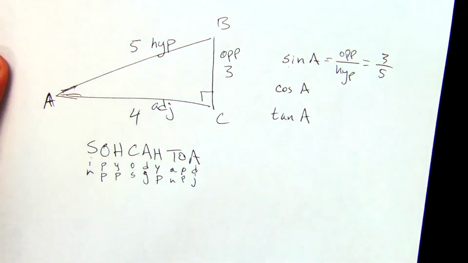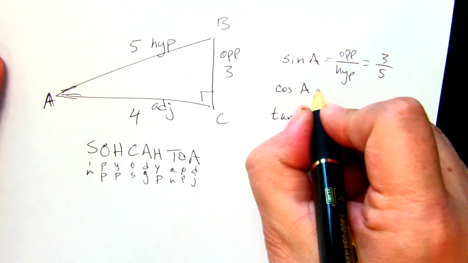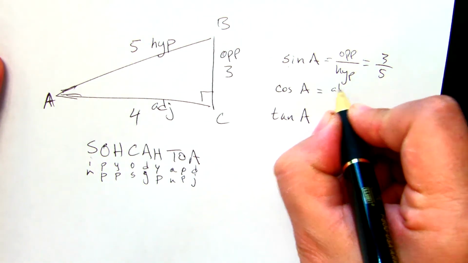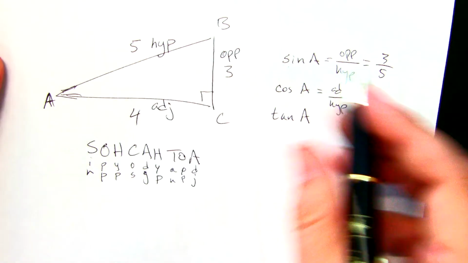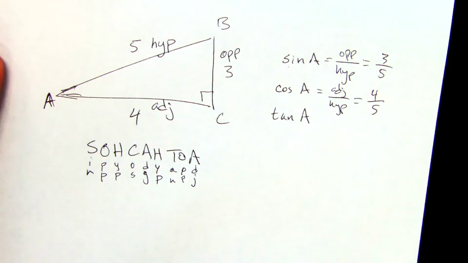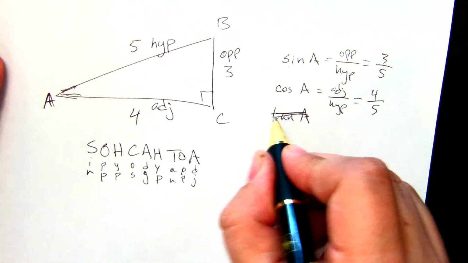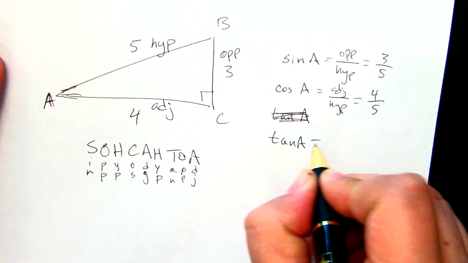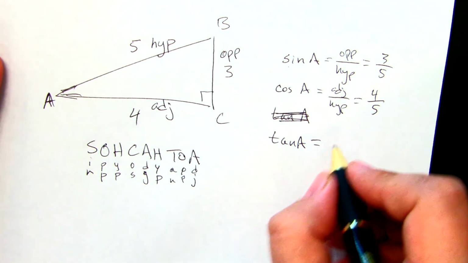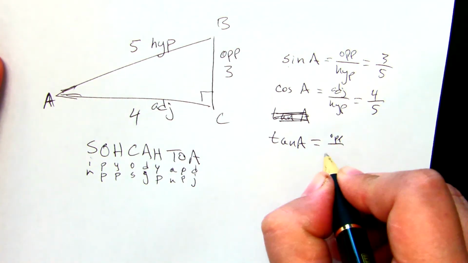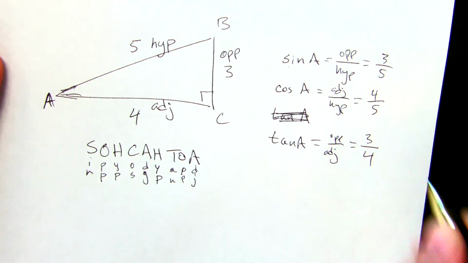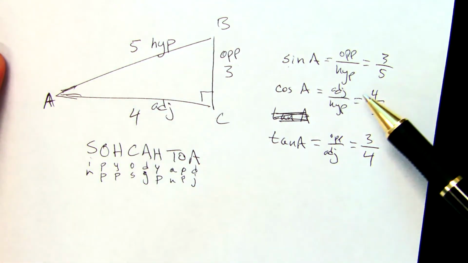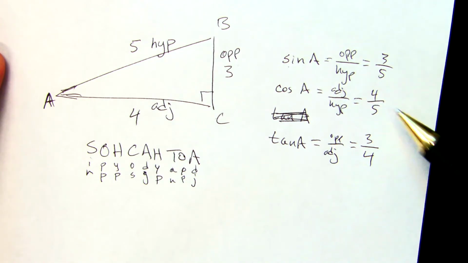Okay, so sine is opposite over hypotenuse, which is, opposite is 3, hypotenuse is 5. So sine of A is 3/5. Done. Cosine of A is adjacent over hypotenuse. Adjacent is 4, hypotenuse is 5, so it's 4/5. And tangent A is opposite over adjacent, which is 3/4. So we've got our three things. Sine A is 3/5, cosine A is 4/5, tan A is 3/4. Done.